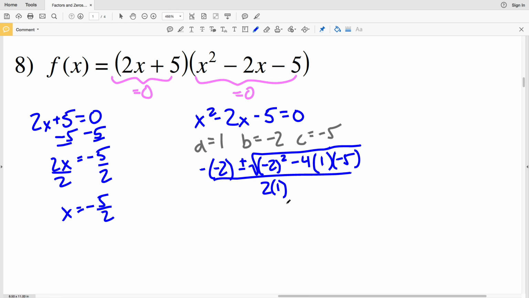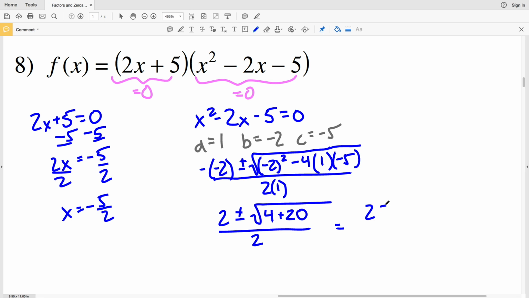And again, the quadratic formula, when the quadratic is equal to 0, so when it's in the form of ax squared plus bx plus c equal to 0, I'll take each of those coefficients, a, b, and c, and my formula is the opposite of b plus or minus the square root of b squared minus 4ac all over 2a. So simplifying, the opposite of negative 2 is a positive 2, plus or minus the square root of negative 2 squared, which is 4, minus 4 times 1, which is 4, times negative 5 is negative 20, but if I'm subtracting a negative, it's the same as adding a positive 20, and that's all over 2 times 1, which is 2.